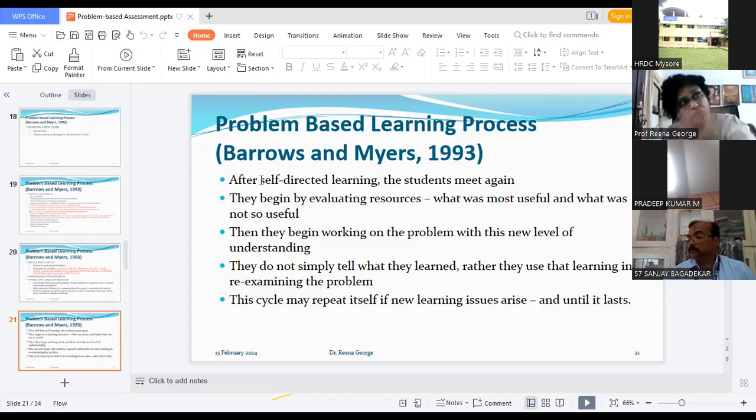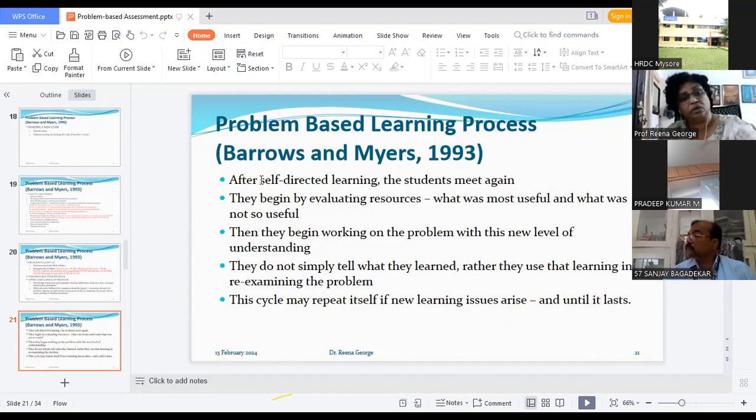So all the resources are now evaluated, whether that particular resource may be persons, books, a library or a museum, or whatever primary or secondary sources from which you collected information, or any activity or action that you have planned. All these are evaluated, and you list which was useful and which was not useful. And then they begin working on the problem with this new level of understanding.